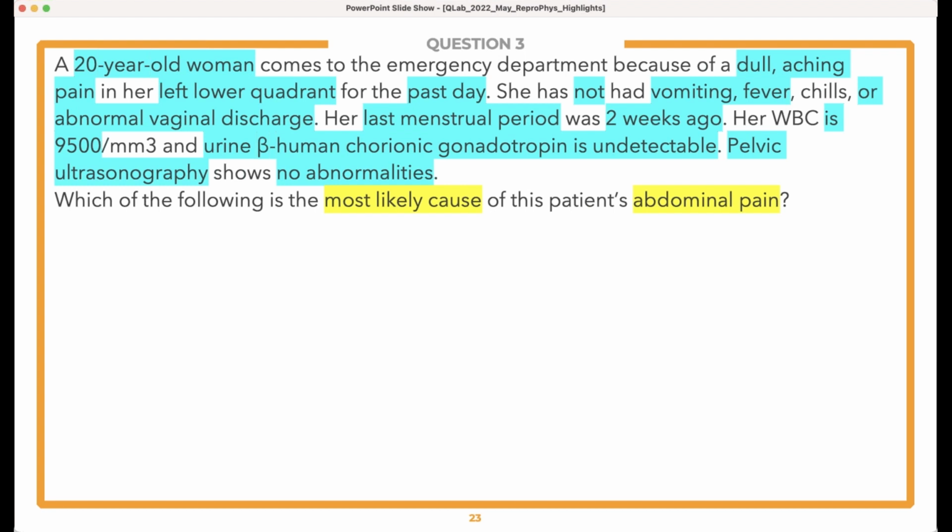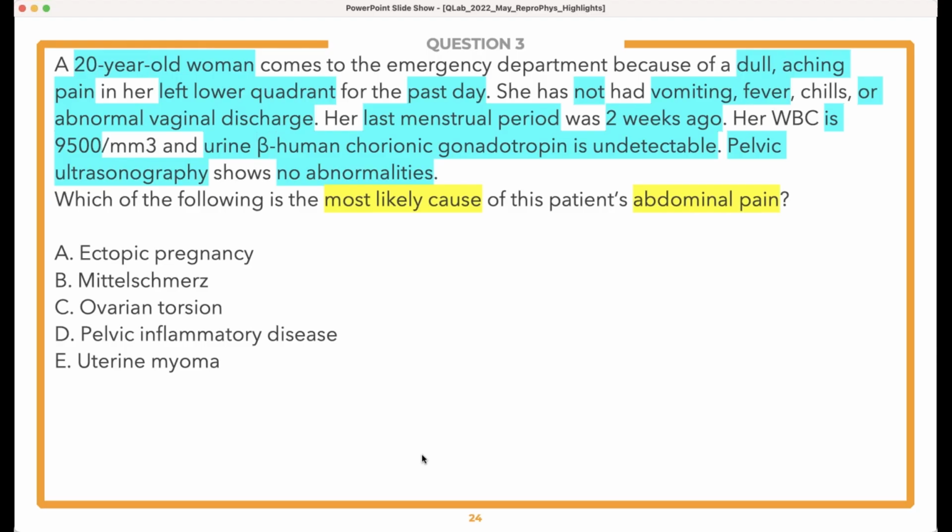So let's go ahead and take a look at those answer choices. Once again, we will start at the bottom and work our way up to the top. E, uterine myoma. D, pelvic inflammatory disease. C, ovarian torsion. B, Mittelschmerz. And A, ectopic pregnancy. So once again, we're going to go ahead and open up that poll. Go ahead and select what you think is the best answer here. We'll talk about it in just a few seconds.